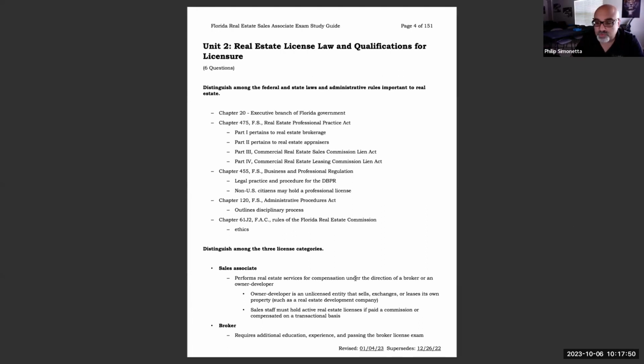Sales staff must hold a real estate license if they're paid a commission or compensated on a transactional basis. If they're getting a salary and no bonuses and no commissions, they do not need to be licensed, right? Then you have a broker. A broker requires additional education and passing the broker license exam.